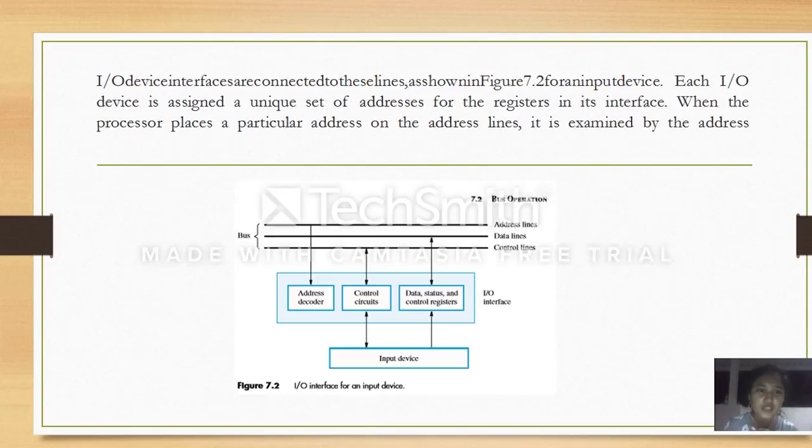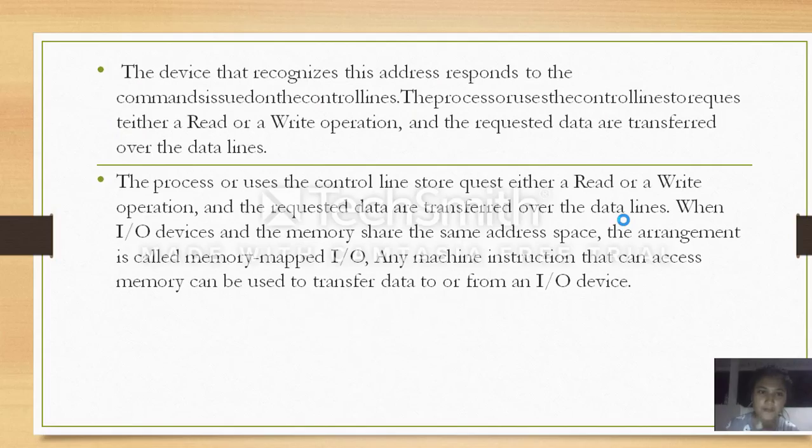Input or output (I/O) device interfaces are connected to these lines, as shown in Figure 7.2 for an input device. Each input-output device is assigned a unique set of addresses for the registers in its interface. When the processor places a particular address on the address lines, it is examined by the devices. Then, the device that recognizes this address responds to the commands issued on the control lines.